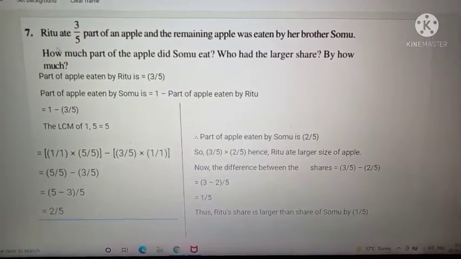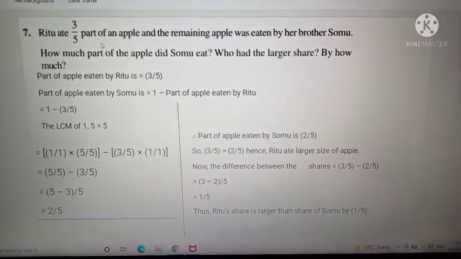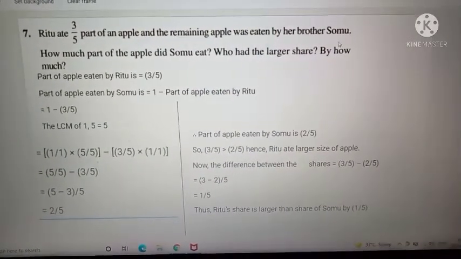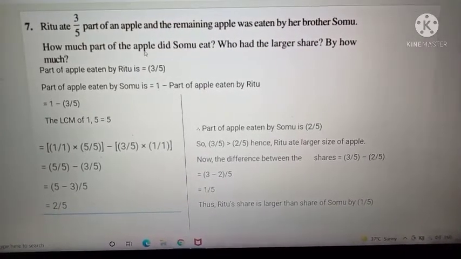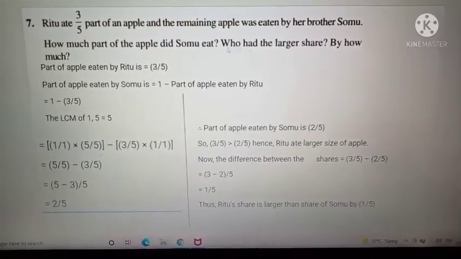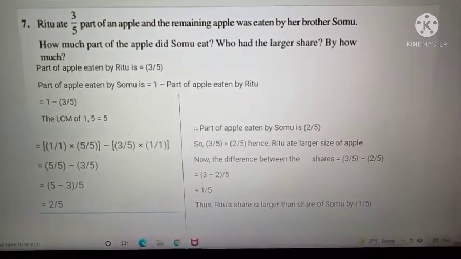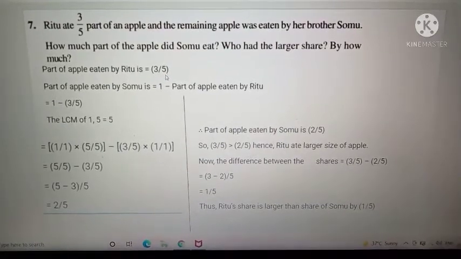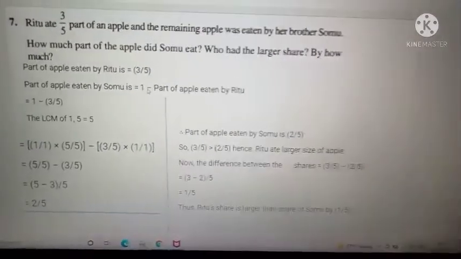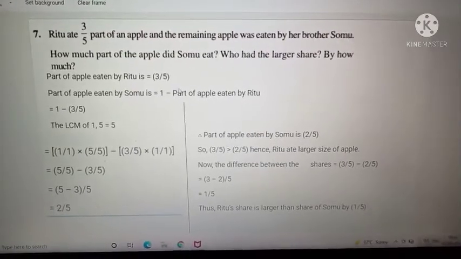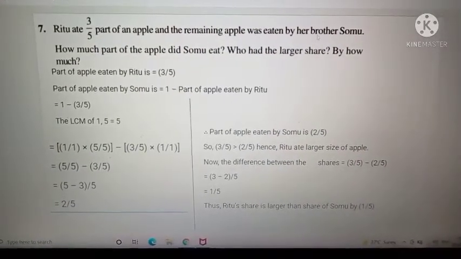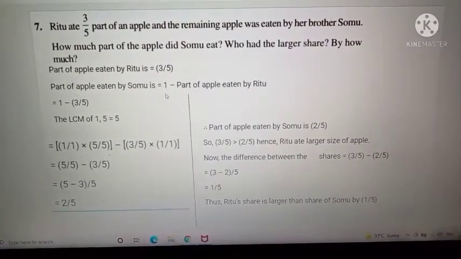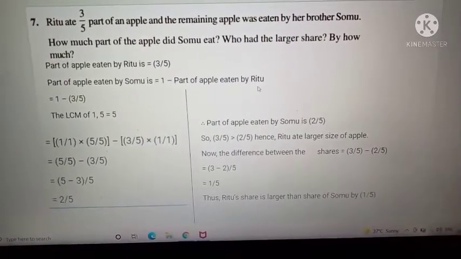Next question. Ritu ate 3 by 5 part of an apple and the remaining apple was eaten by her brother Somu. How much part of the apple did Somu eat? Who had the larger share? By how much? Part of the apple eaten by Ritu is 3 by 5. From one apple, Ritu ate 3 by 5 part and the remaining apple was eaten by her brother Somu. So part of the apple eaten by Somu is 1 minus part of apple eaten by Ritu.